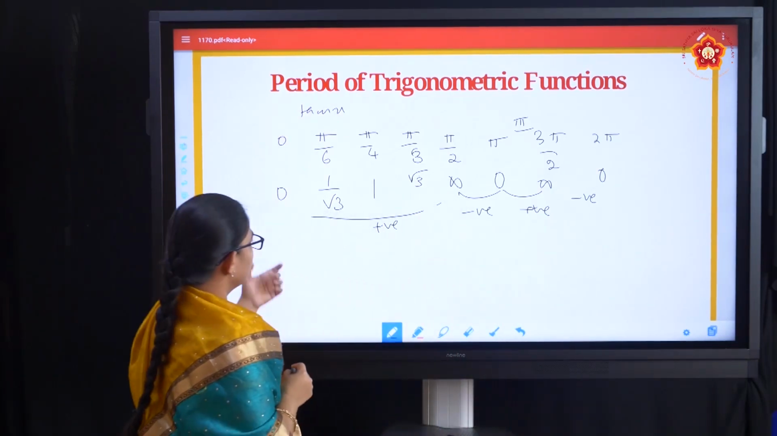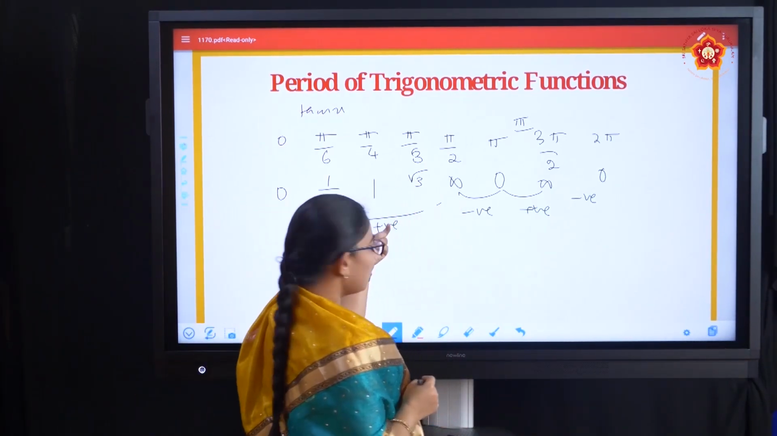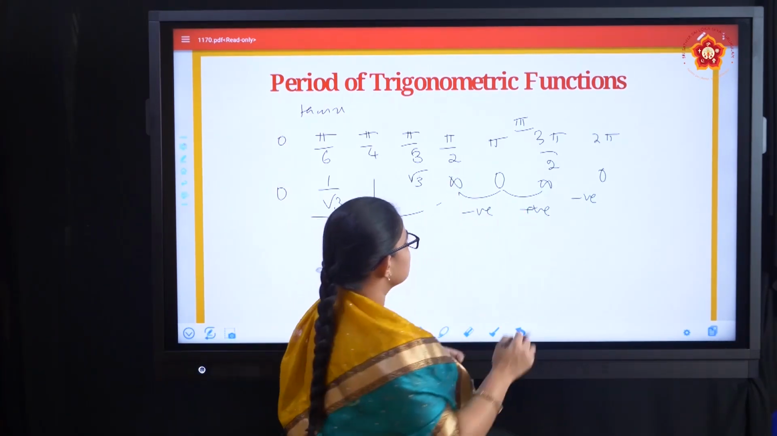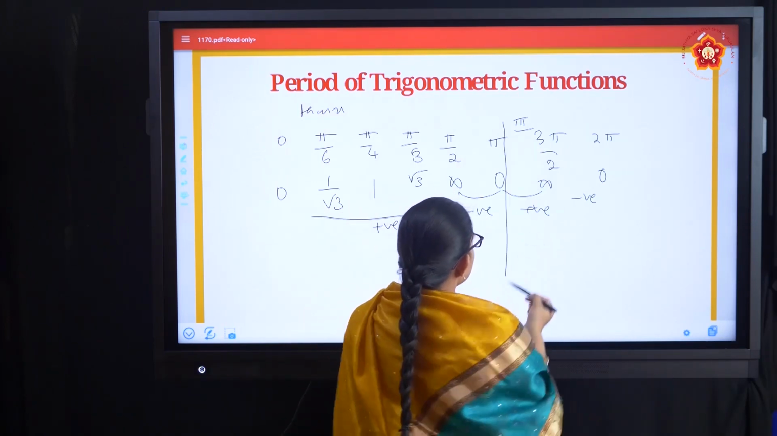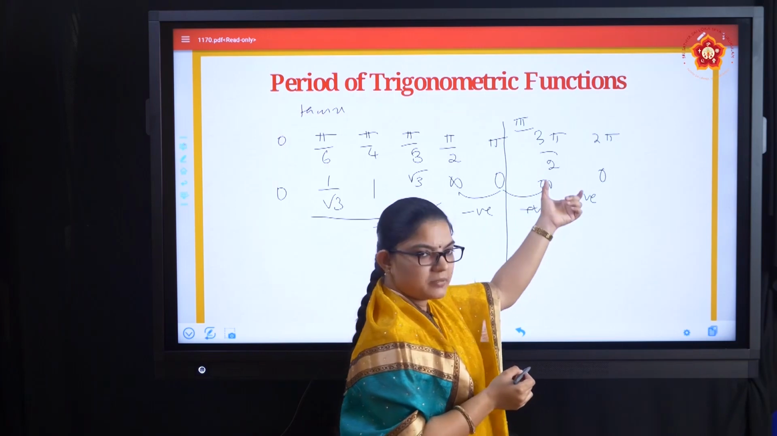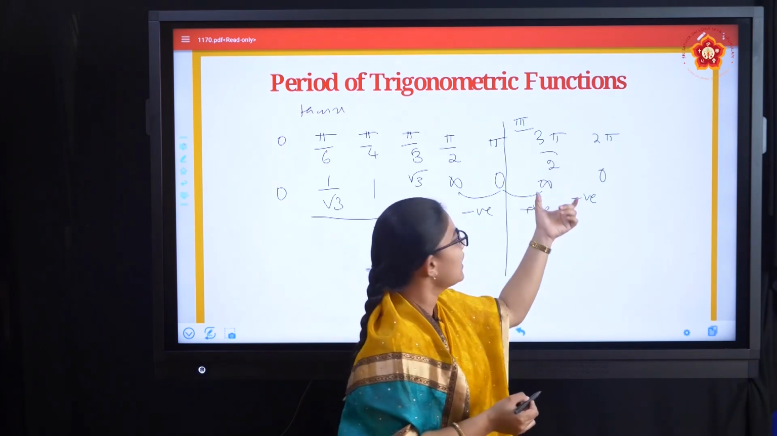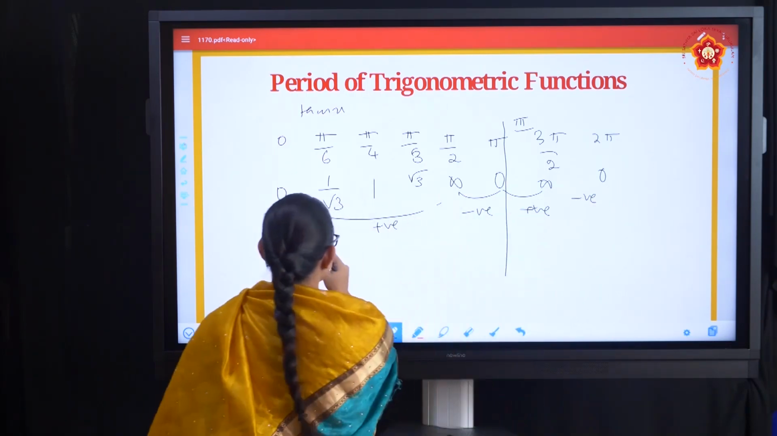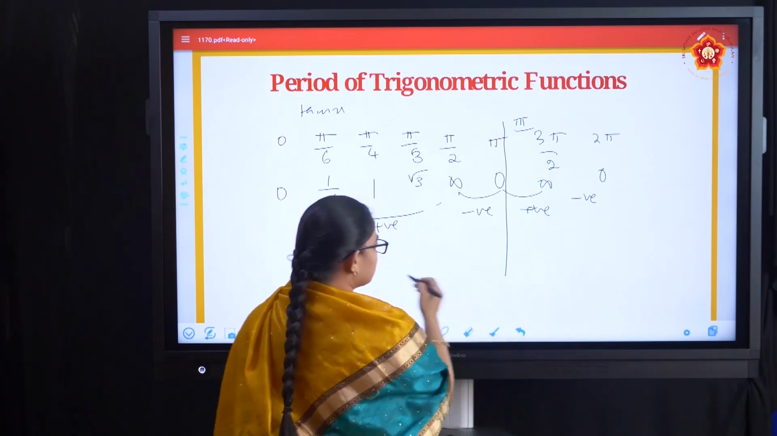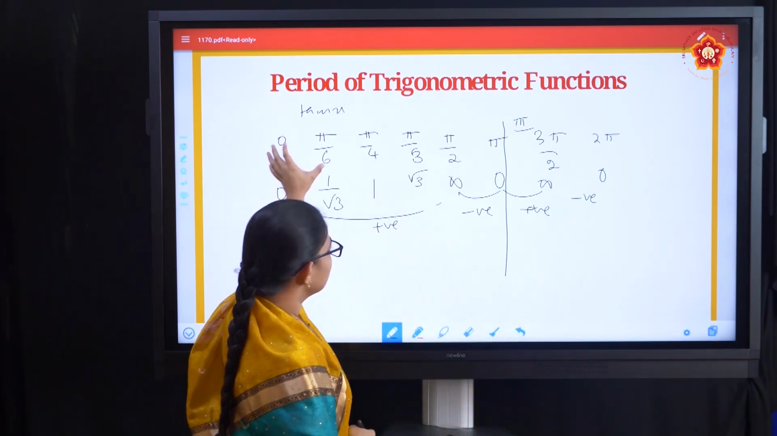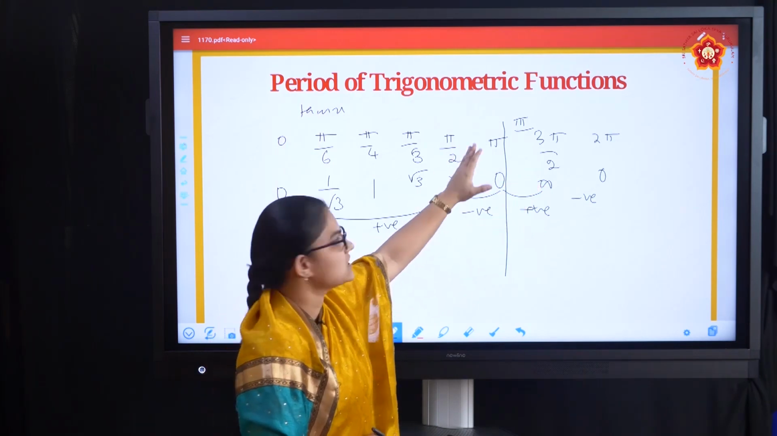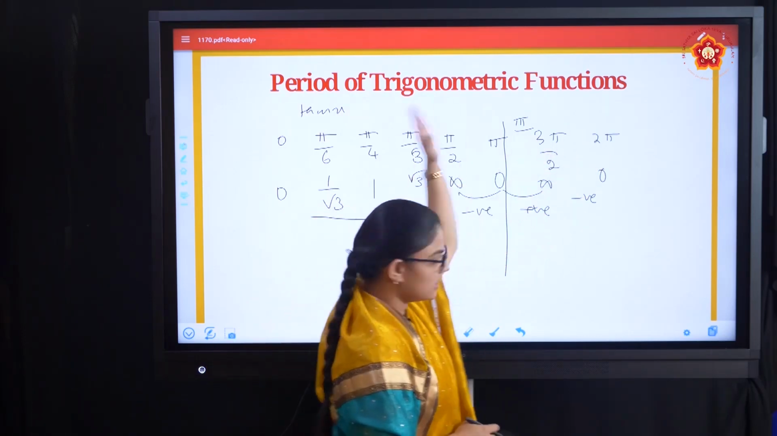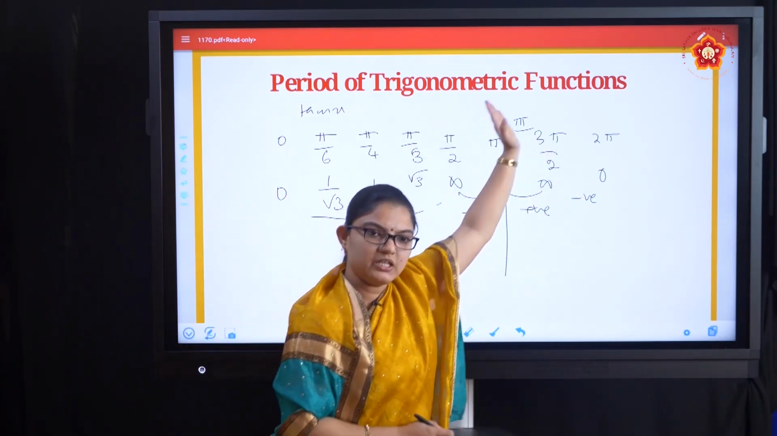So what we can observe? From 0 to pi by 2 all the positive and pi by 2 to pi all the negative. Next, after that it follows the same thing, that is pi to 3 pi by 2 positive all the real numbers and 3 pi by 2 to 2 pi it considers all the negative real numbers. So positive to negative, positive to negative. So what we can see here is the value of the tan function repeats after pi, that is after pi only it repeats, after 2 pi again it repeats, then after 3 pi again it repeats.